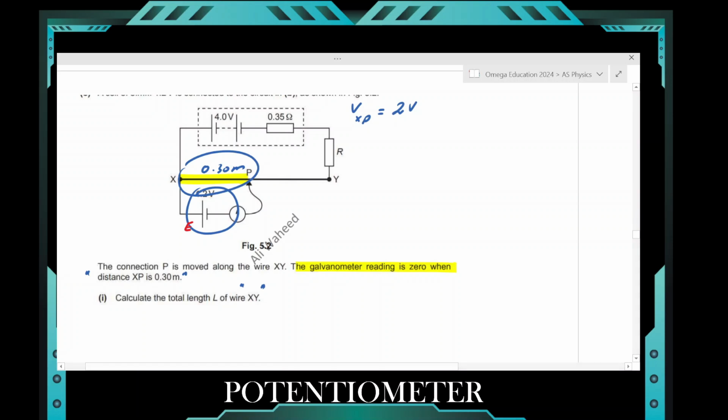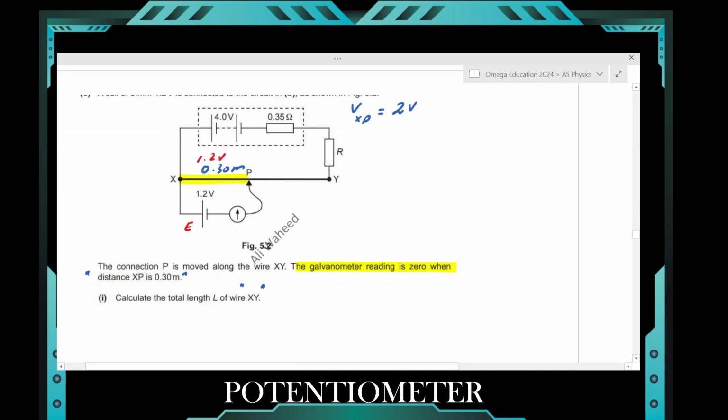And we don't even have to compensate for the voltage drop. First of all, there is no internal resistance shown for the lower battery. And even if it were shown, it would have been ignored because the galvanometer reads no current, so there is no voltage drop in that internal resistance. So the voltage across XP is also 1.2 volts.